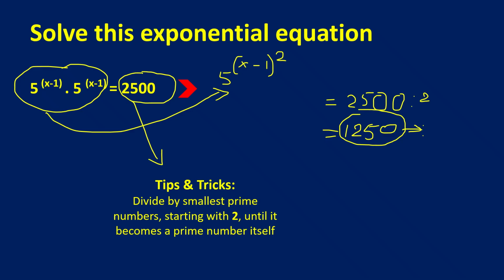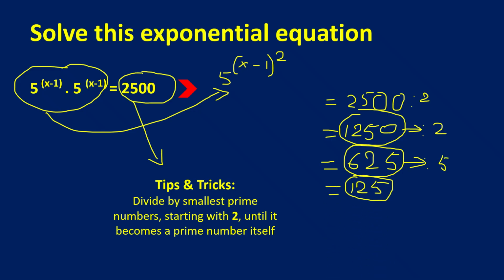Then we need to continue dividing the number by the smallest possible prime number. Then we get 625 as a result. Now we need to divide 625 by 5, the smallest possible prime number in this case. Then we've got 125. Then we can divide again by 5. Then we've got 25. Then we can divide 25 again by 5. And we've got 5 as a result. At this point, we need to stop dividing the resulting number as 5 is a prime number in itself.